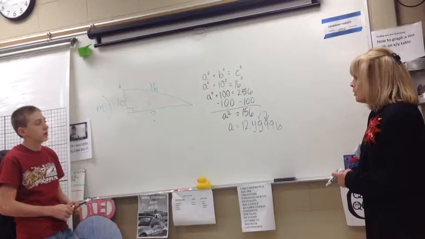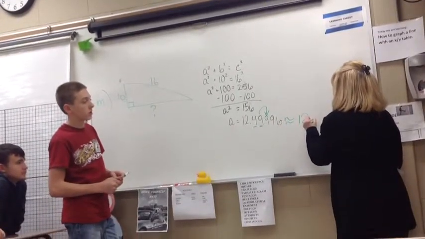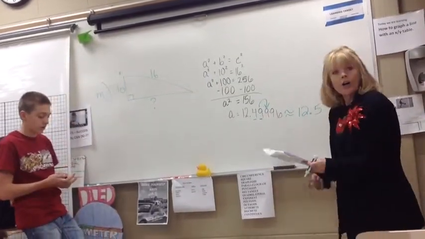So you put A equals 12.5. You can put a wiggly equal sign, which means approximately equal to 12.5. That's the Pythagorean theorem going backwards. Okay, we are done.